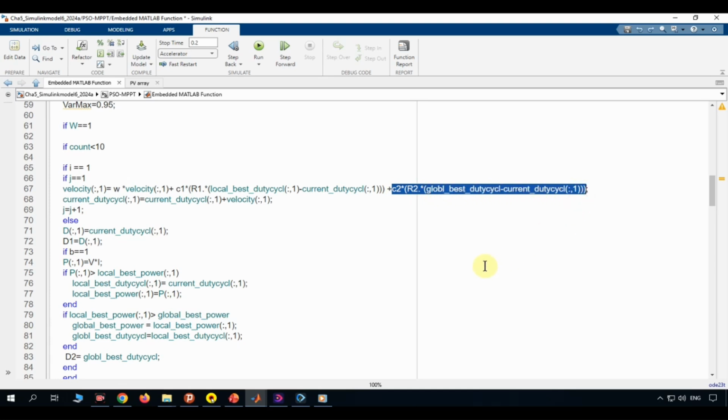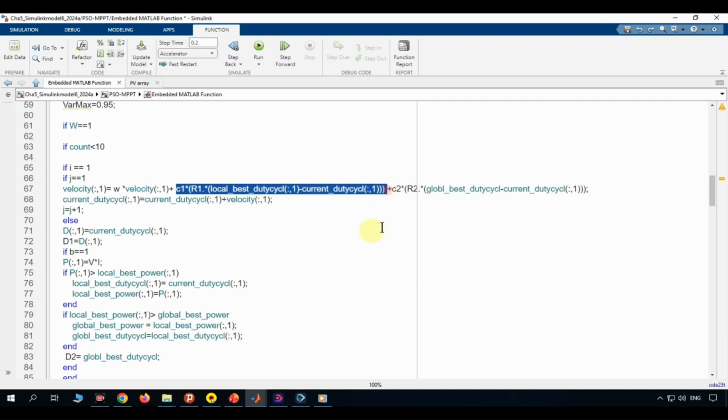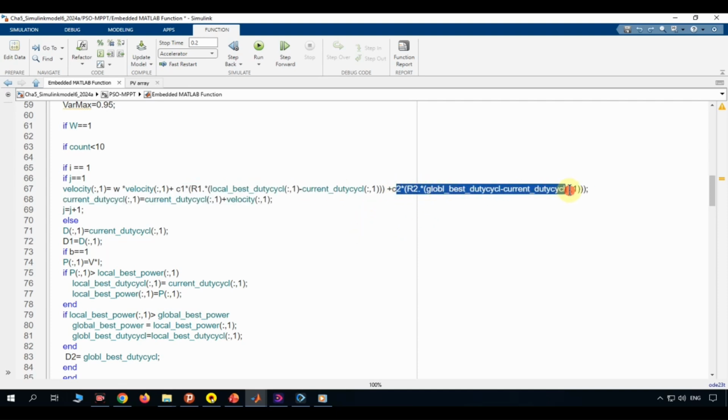In our implementation, the resulting equation is V equals 0.4 times the previous velocity, plus 0.2 times the difference between personal best and current duty cycle, plus 0.305 times the difference between global best and current duty cycle. After calculating the new velocity, the current duty cycle is updated. The new duty cycle is equal to the previous duty cycle plus the new velocity. Therefore, the particle moves through the duty cycle search space.